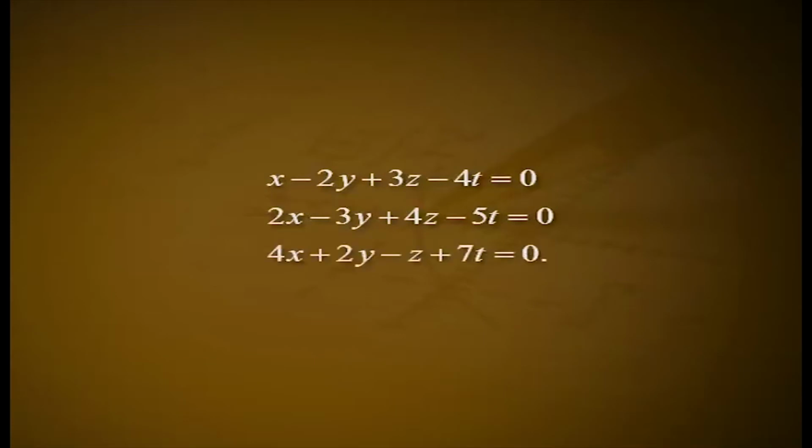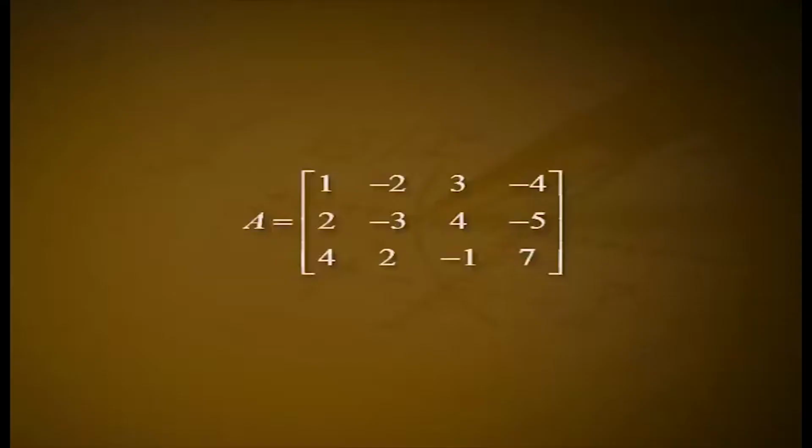Suppose we have the following homogeneous linear system of equations: x minus 2y plus 3z minus 4t is equal to 0, 2x minus 3y plus 4z minus 5t is equal to 0, 4x plus 2y minus z plus 7t is equal to 0. Let us write down the coefficients in the above set of equations in the order in which they occur and enclose them within a bracket as shown below.